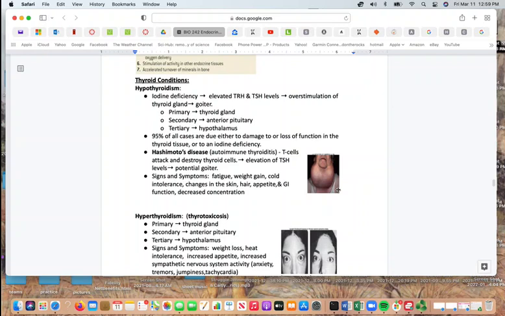When someone does have hypothyroid, the signs and symptoms: fatigue, weight gain, cold intolerance, changes in the skin. They'll tend to more have dry skin and hair. Appetite and gastrointestinal function can be involved, and decreased concentration. So one of the more frustrating things for people a lot of times is the decreased concentration ability, where they will refer to it as kind of having brain fog with the thyroid.